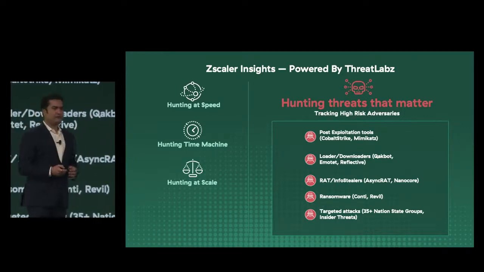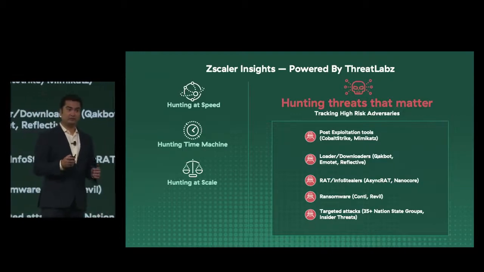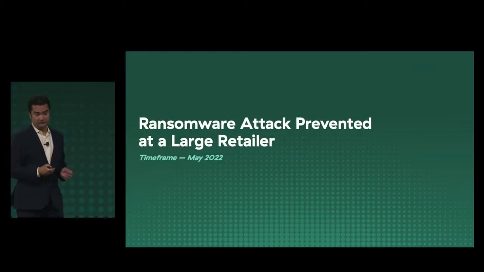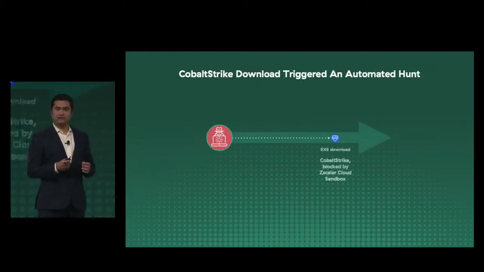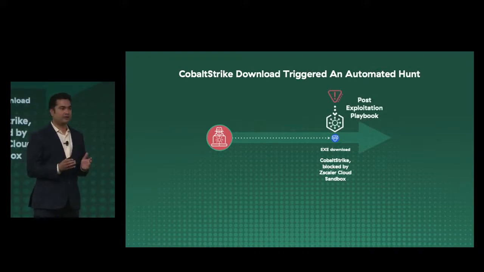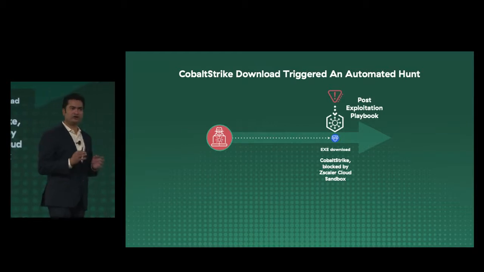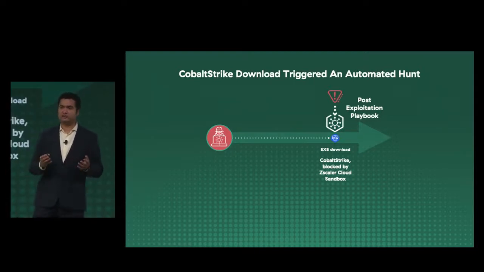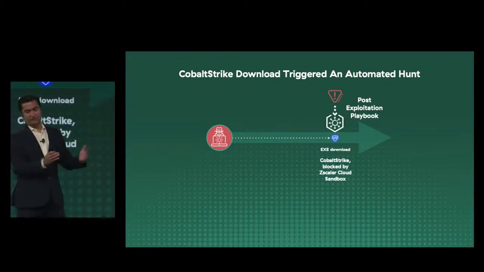So next, I'll share a few success stories, starting with a case where the Insights team actually helped prevent a ransomware attack at a large retailer just last month. In this case, the hunt started with a Cobalt Strike download attempt that was blocked by Zscaler Cloud Sandbox. Cobalt Strike, for those of you that don't know, is a commercial adversary simulation tool that is also used by threat actors in many targeted attacks, generally to perform data exfiltration and lateral movement as well.